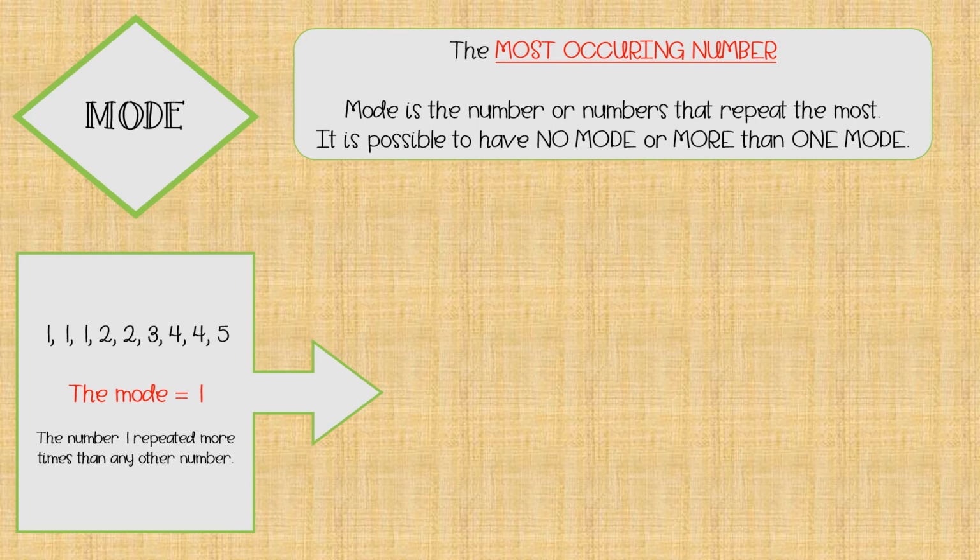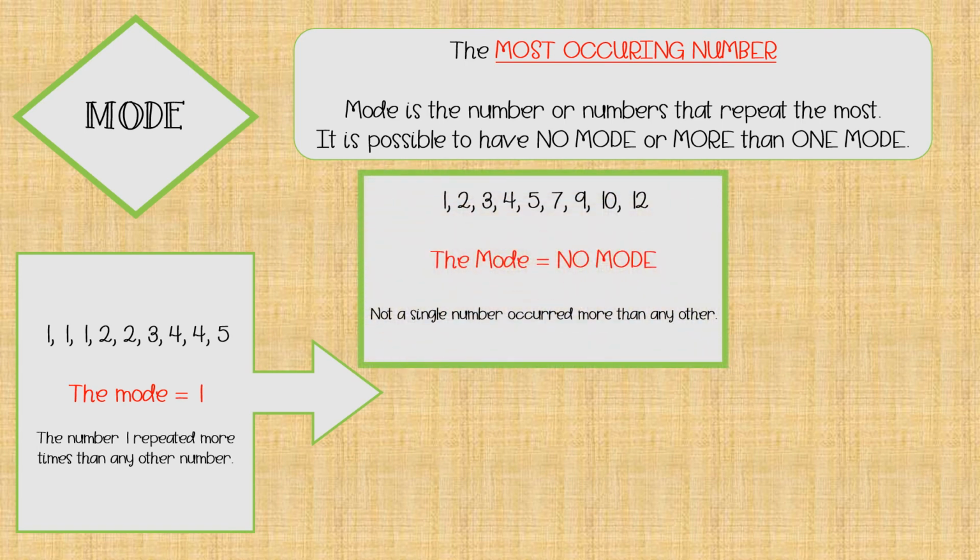So here's the first one. I went ahead and I put all the data in order. So we got it all in order. I've got 1, 1, 1, 2, 2, 3, 4, 4, and 5. Here, the number 1 occurred 3 times. So it occurred 1 more time than the number 2 did, and 1 more time than the number 4. And it occurred a lot more than 3 and 5 did. Therefore, the mode is 1.